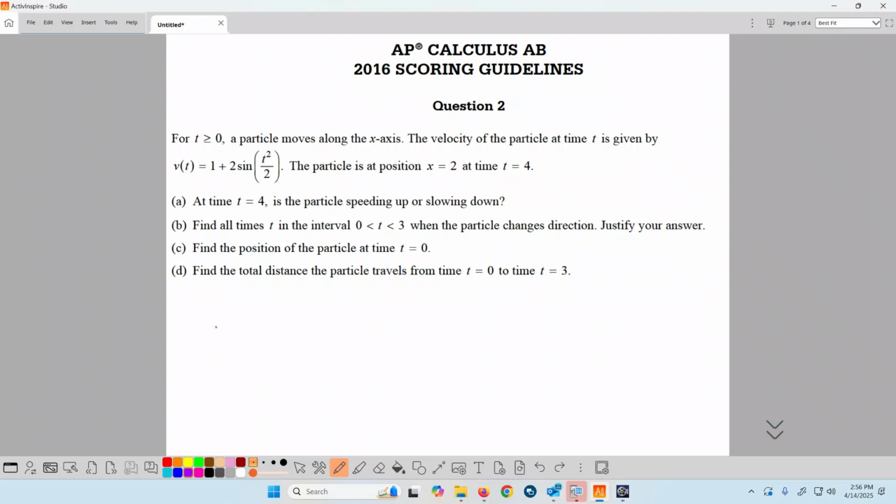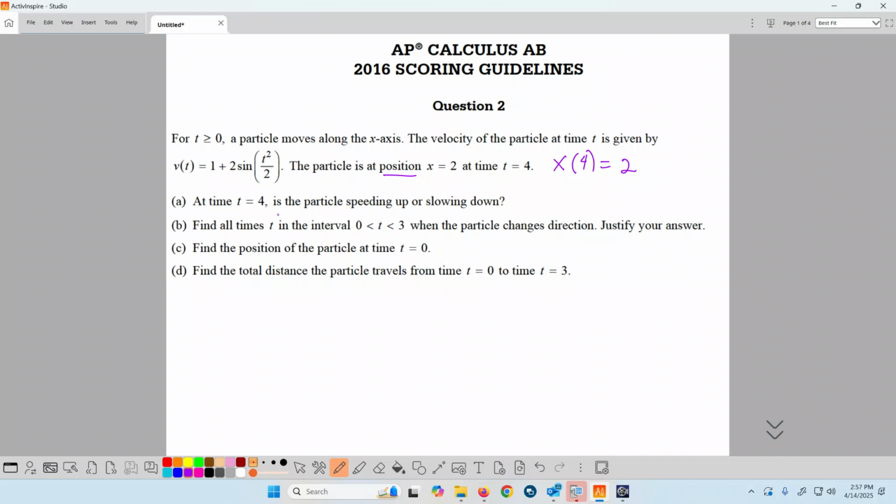It says for t greater than or equal to 0, a particle moves along the x-axis. The velocity of the particle at time t is given by v of t, and the particle is at position x equals 2 at a time of 4. So this is important because this is the position, and so I can go ahead and say this is x of 4 equals 2. So I'm going to write that down.